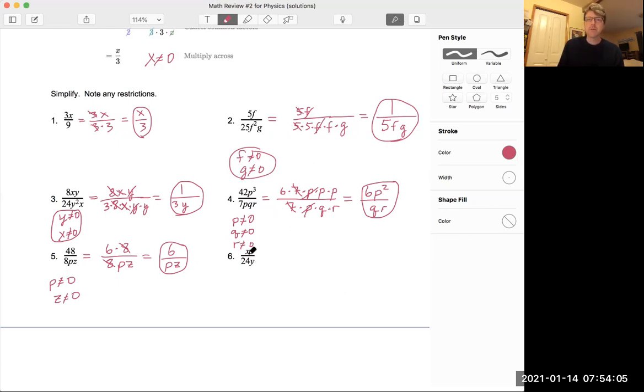And now in the last one, we've got an x in the numerator. There's no x down here. There's nothing we can cancel. So I can just write already in lowest terms. Or simplest, let's put already in simplest form. That's the best way to say it.